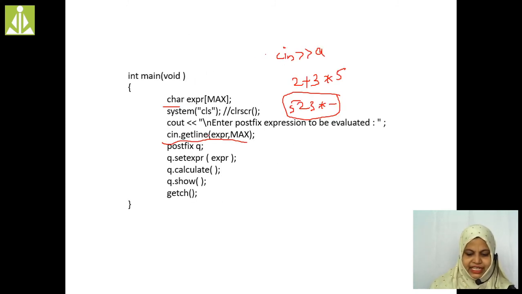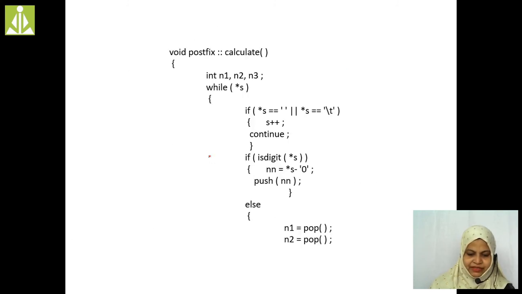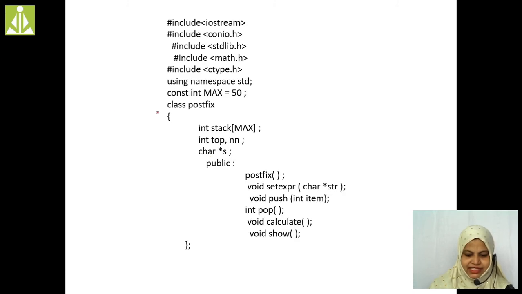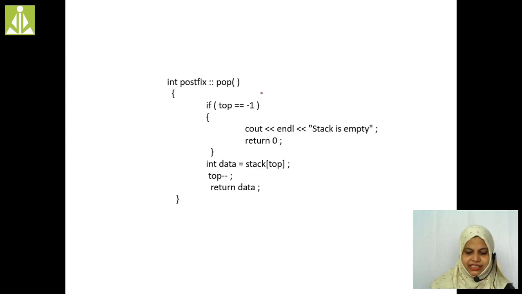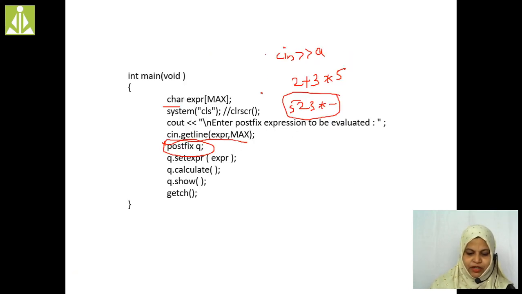See here. Next is postfix q. Here I am going to create one object. Postfix q means here I am creating one class, and for this class postfix I am creating the object q. Q dot set expression is used to set the complete expression. Next is calculate the complete expression. Next is show the expression, and get ch means you are getting the answer.